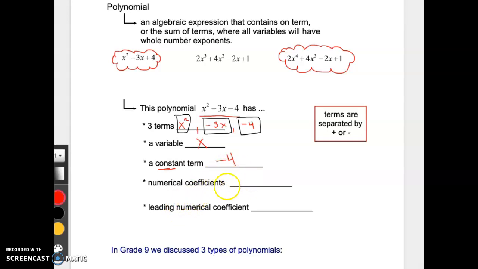We have numerical coefficients, and those are the ones that have the variables, okay? They'll have a letter attached to them. So those are 1. We have 1 really in front of the x squared. And we have negative 3. Okay, we have a negative 3 in front of the x there. We also have a leading numerical coefficient, and that is just 1, okay?